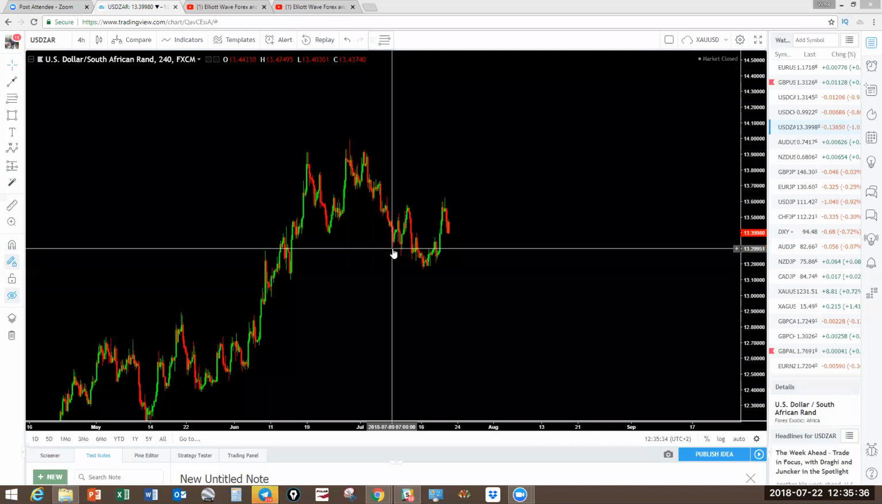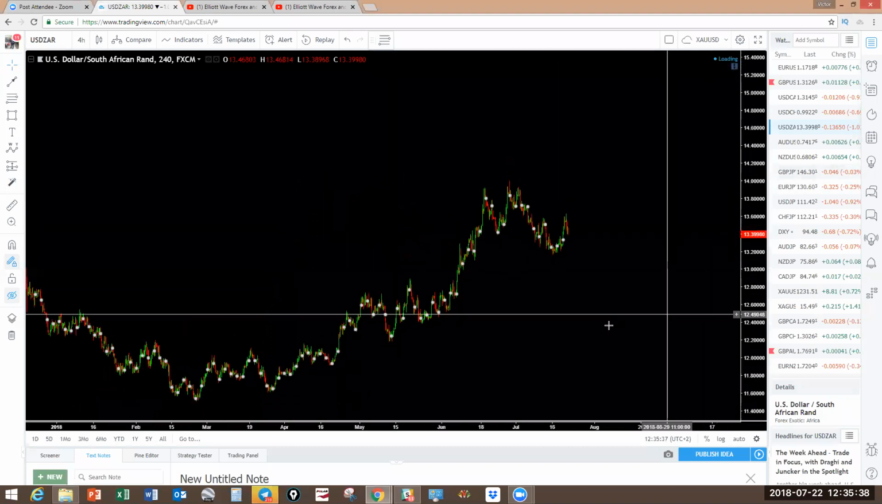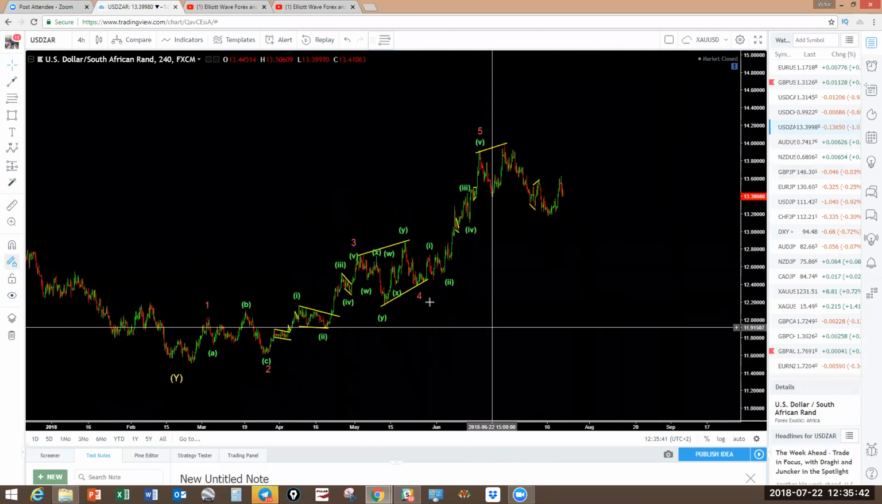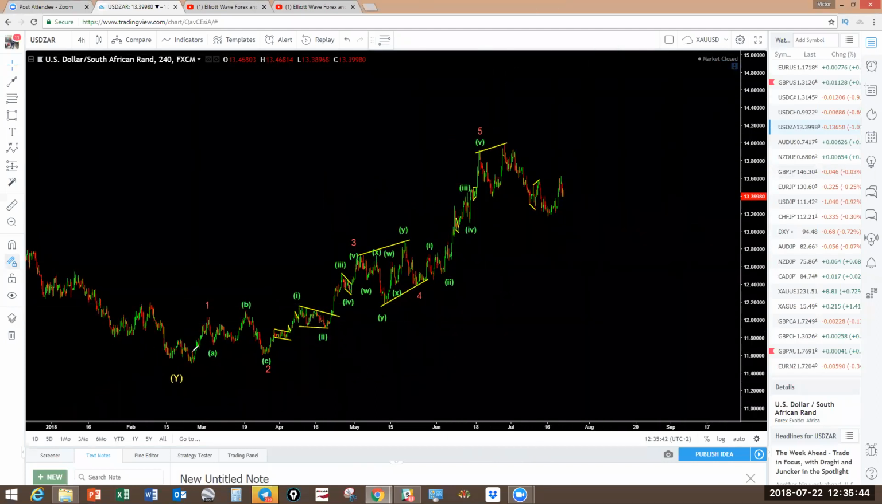If I just show you the impulsive move, I showed you last week that this is one of the clearest 5-wave structures that I have traded. A clear 1, 2, 3, 4, 5. You can take a snapshot.